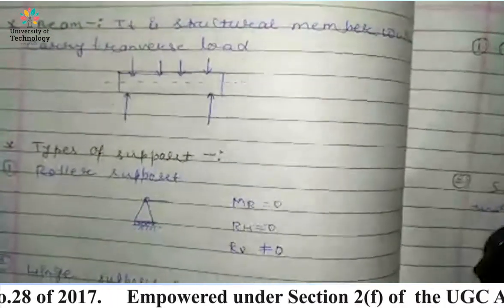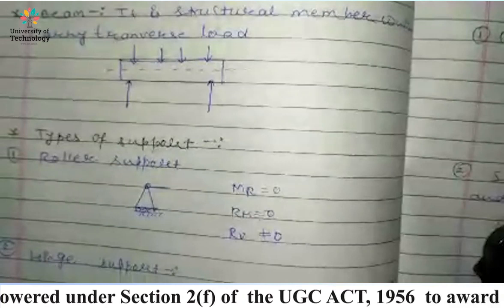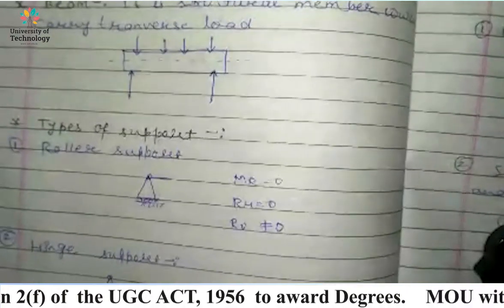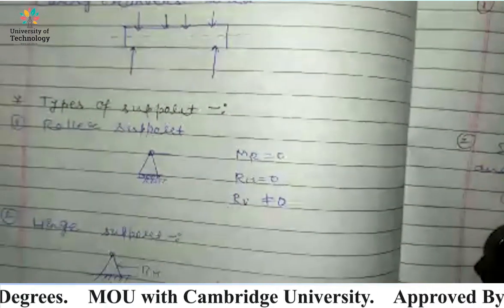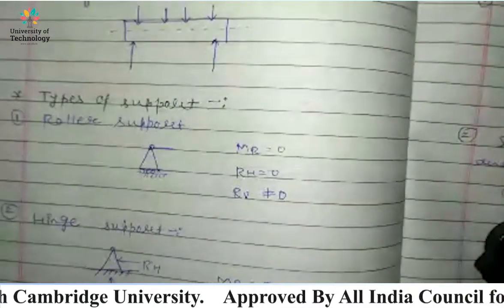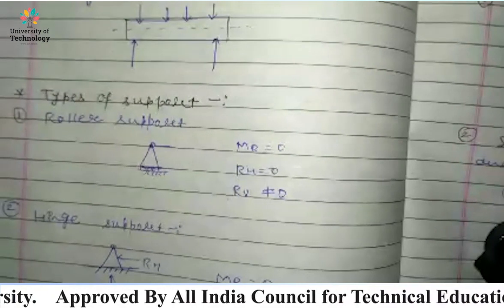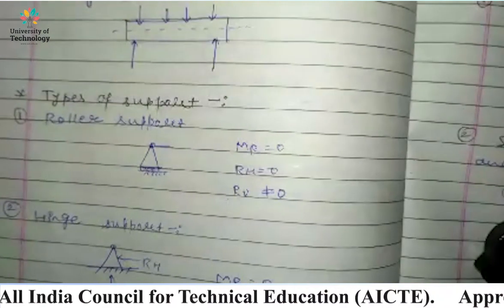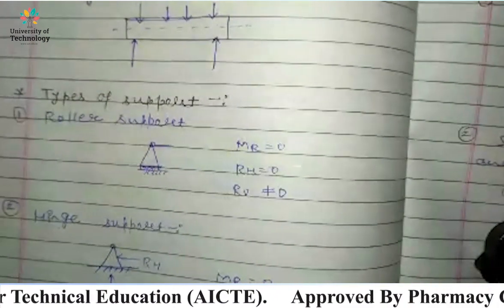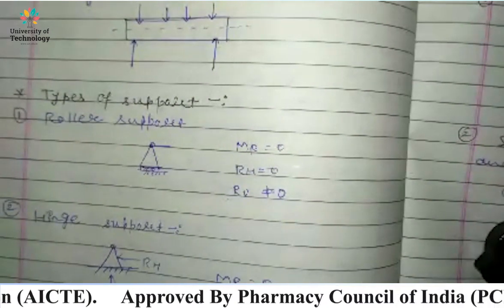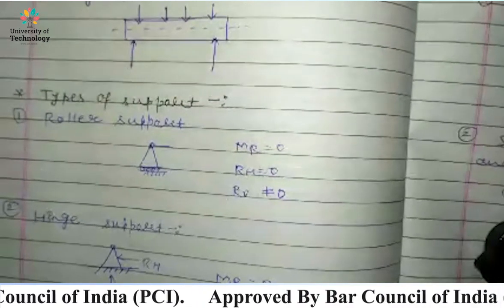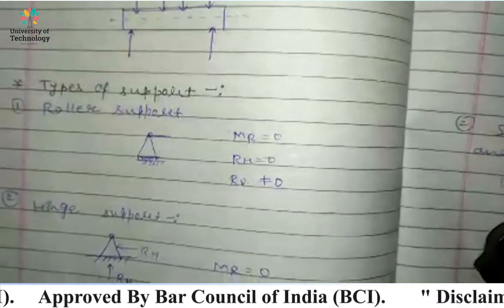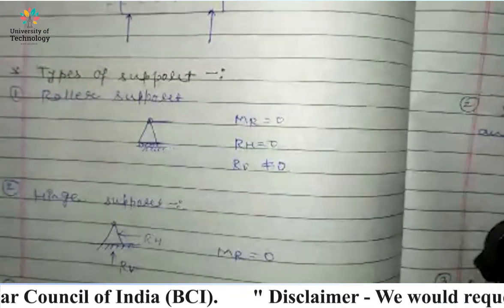Now, types of supports for the beam. The first is roller support. In this diagram we can see the roller, and MR, that means moment reaction, is equal to 0, and RH, the horizontal reaction, is also 0, and RB, the vertical reaction, is not equal to 0 for the roller support.